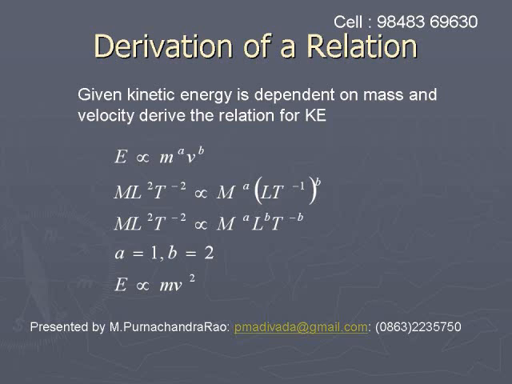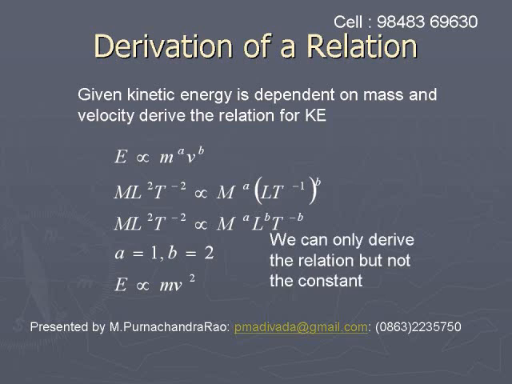So, E is proportional to m^a v^b, or ML²T⁻² is proportional to m^a (LT⁻¹)^b, or ML²T⁻² is proportional to m^a L^b T^(−b). By comparing the powers, you will get a equal to 1, b equal to 2. That means E is proportional to mv². We can only derive the relation E proportional to mv², but actually E is equal to half mv². That constant half can be determined only by experiment, but not by dimensional analysis.